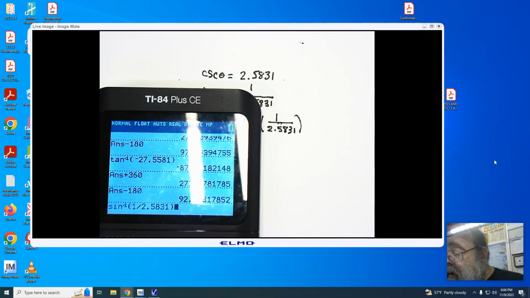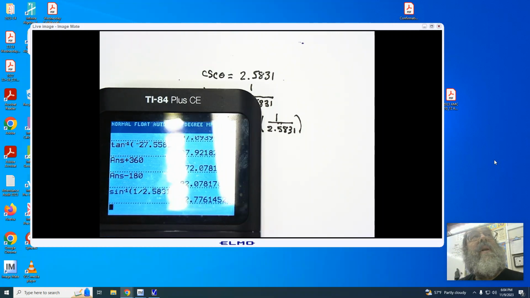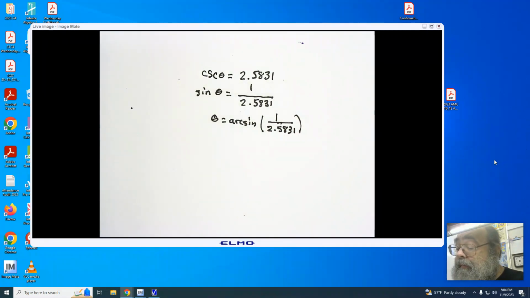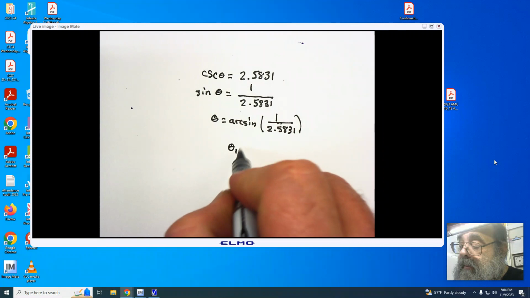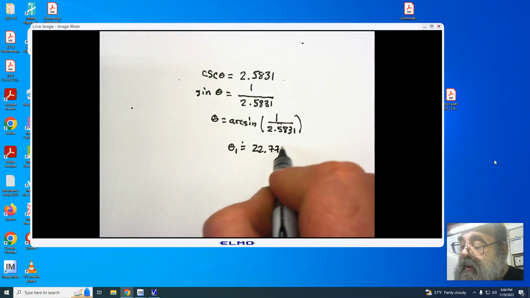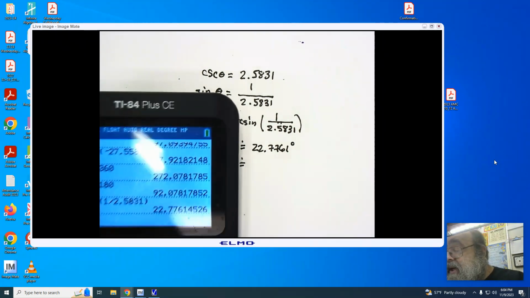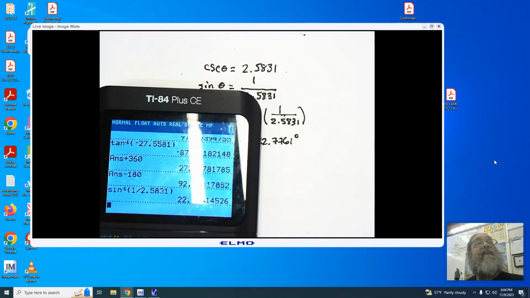2.5831. Notice we now get 22.7761 degrees. That is my first solution. It is also the reference angle. So theta 1 is approximately 22.7761 degrees.